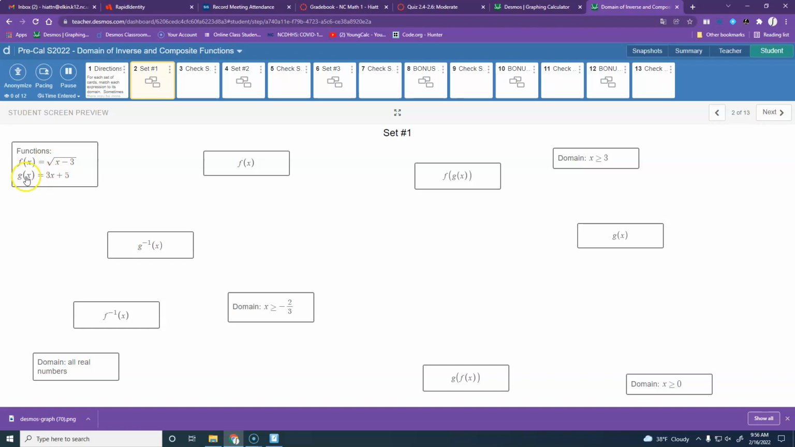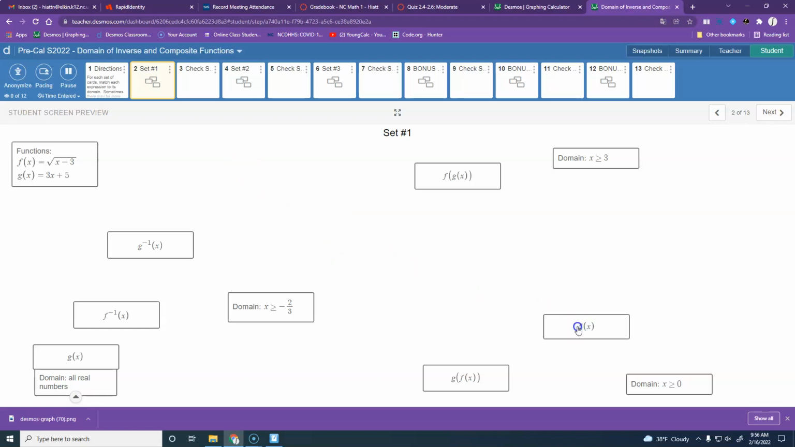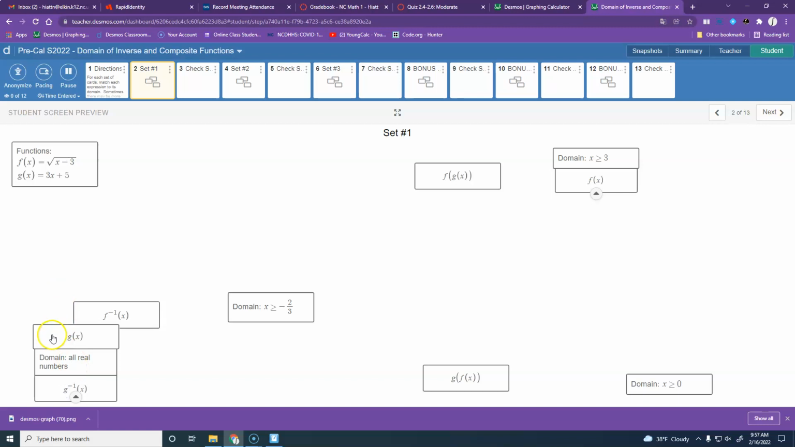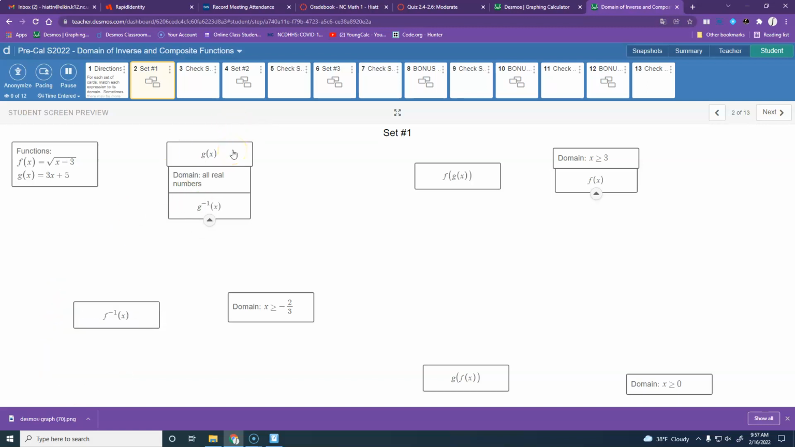So for example here, g of x is just a line. It's all real numbers. So I would match g to all real numbers right there. F of x is going to be x is greater than or equal to 3. So I would match that here. And then if you've got that right for these, you'll have to think about the domain. Sometimes there'll be more than one. So like for g of x, g inverse is also a line. It's also going to be all real numbers. So some of these may only have one that goes with it. Some of them may have more than one.